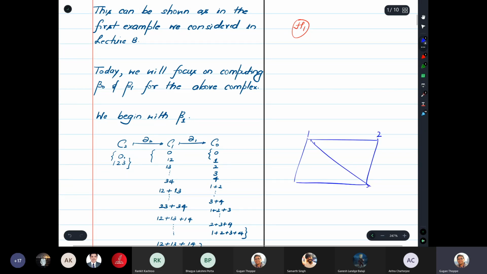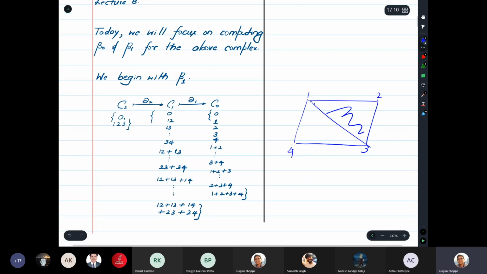So this is 1, 2, 3, 4, and this triangle is filled, right? So let's look at what C2 is. C2 is a vector space which is made up of the 2-chains. Since we have this one triangle, observe that C2 has the 2-chain 1, 2, 3, right? So this is the 2-chain that would be there in C2. Okay, and one can see that C2 is a vector space, right?